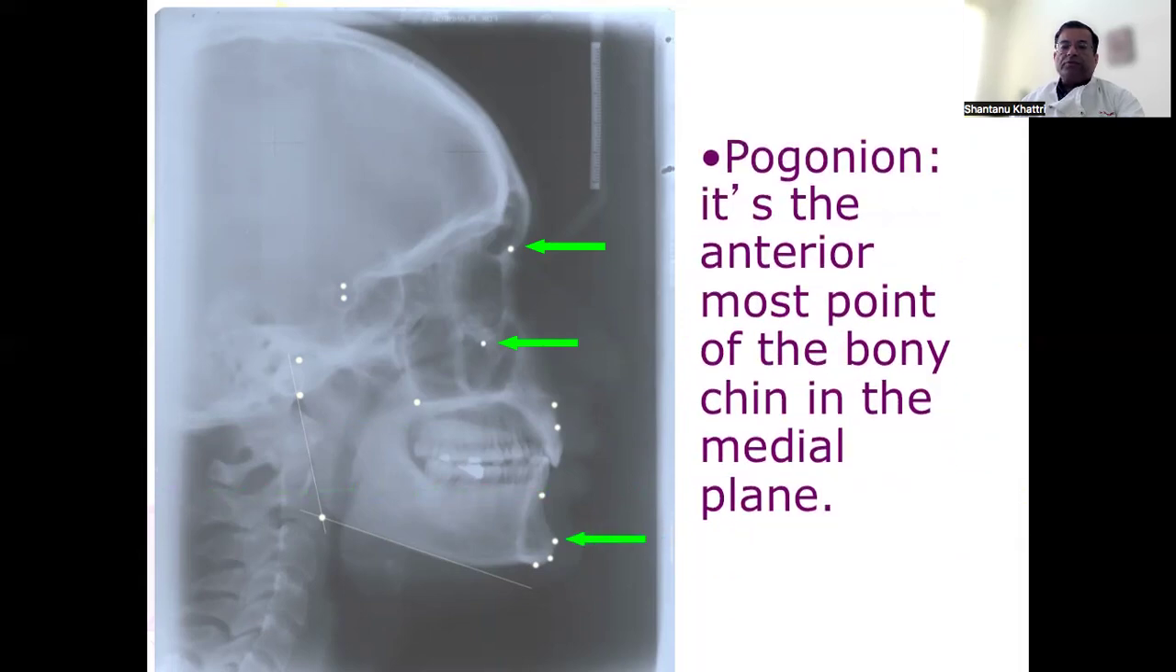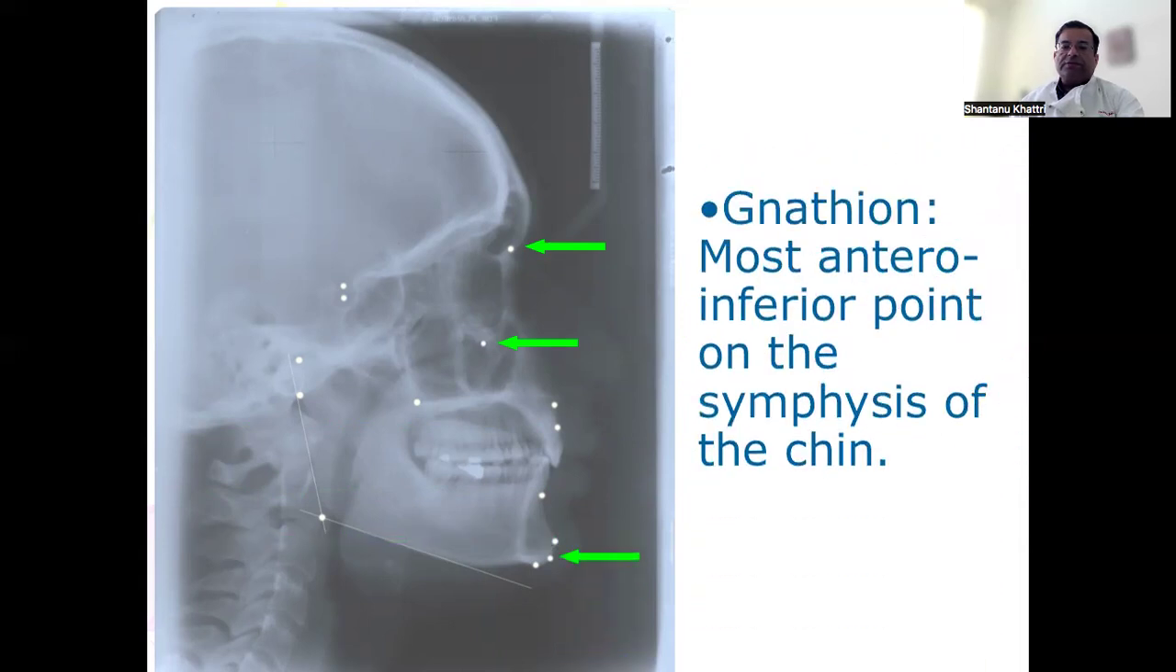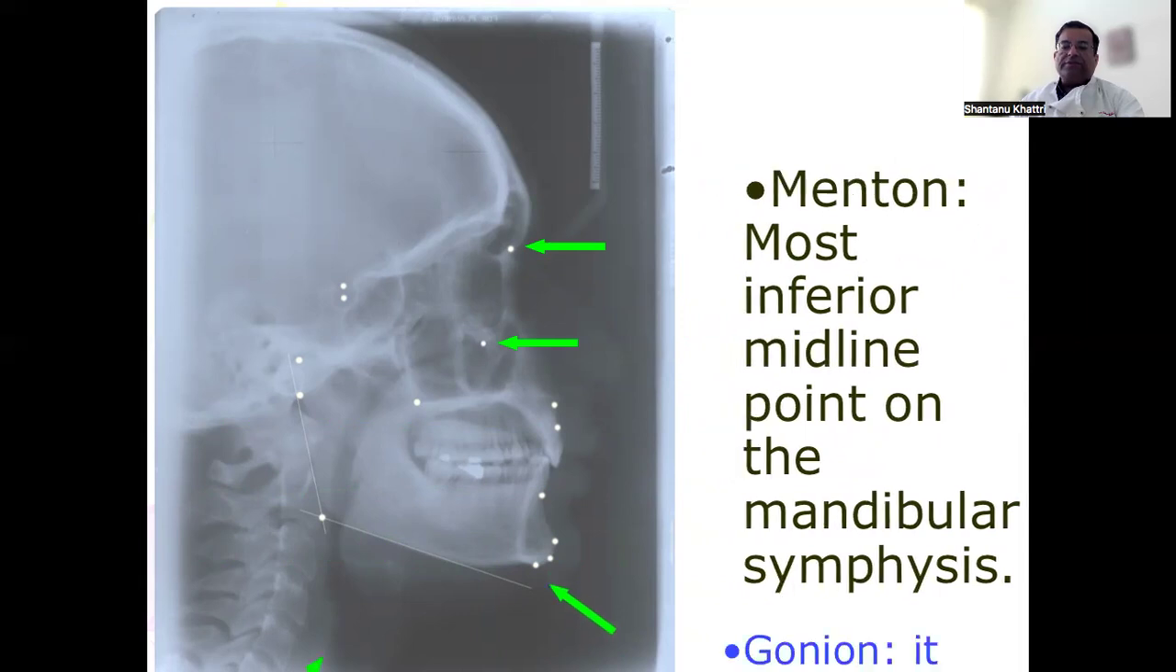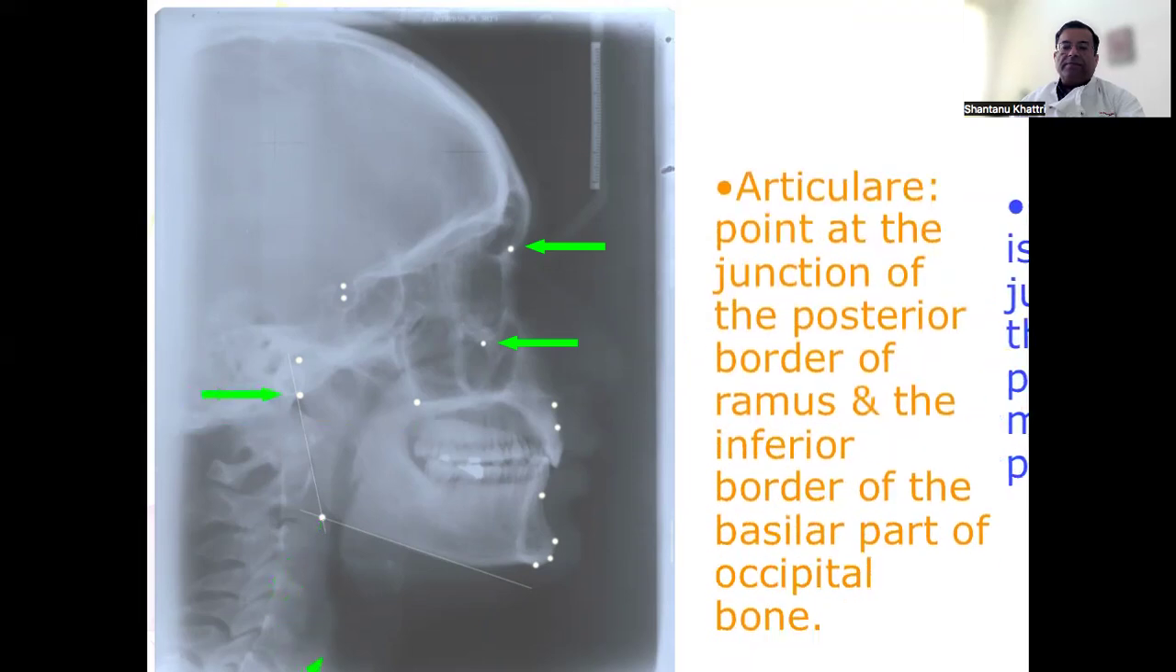Pogonion is the anterior-most point on the bony chin. Gnathion is the most anterior inferior point on the symphysis of the chin. Menton is the most inferior midline point on the mandibular symphysis. Gonion is at the junction of the ramal plane and the mandibular plane.